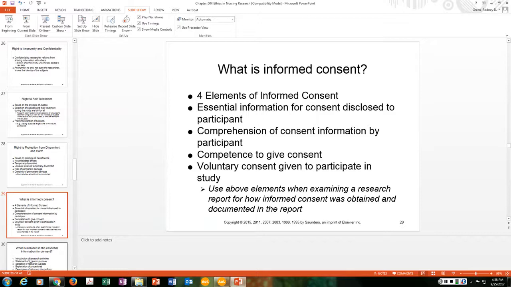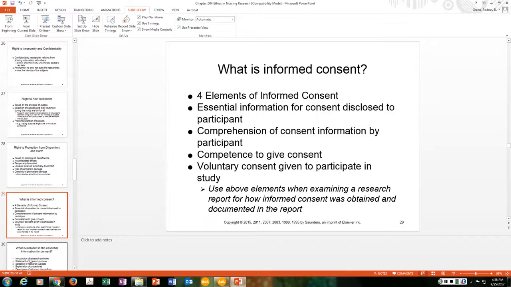There are 4 elements of informed consent. Essential information for consent is disclosed to the participant. Comprehension of consent information by the participant is determined. There's competence to give consent among the participants. And voluntary consent is given to participate in the study.